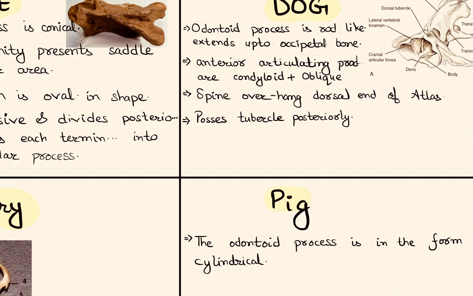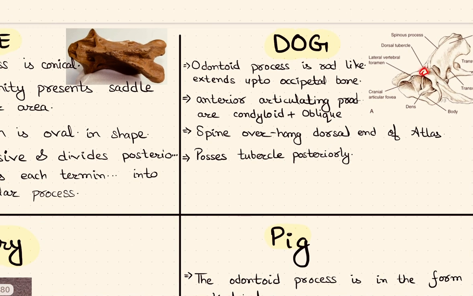The spine here overhangs dorsal of the atlas. That means it overhangs towards the atlas bone. So it is a kind of difference which you can see in dog. This dorsal spinous process overhangs to the atlas bone, and it possesses a tubercle posteriorly. You can see in the posterior a tubercle which is present, a slight hill like thing.